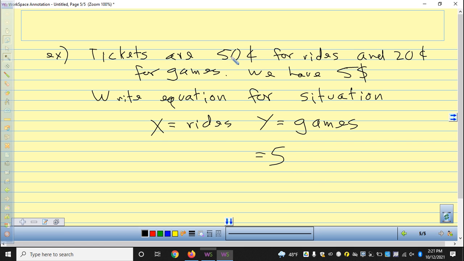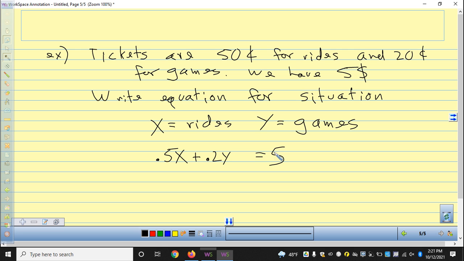Well, the amount that we spend on tickets is 50 cents times the number of rides that we go on. How do we write 50 cents as dollars? How many dollars is 50 cents? Yes, 0.5. So I'm going to say 0.5x, 50 cents times the number of rides we go on. How are we going to write 20 cents as dollars? Yeah, 0.2. 0.2 times the number of games that we play has to equal $5.